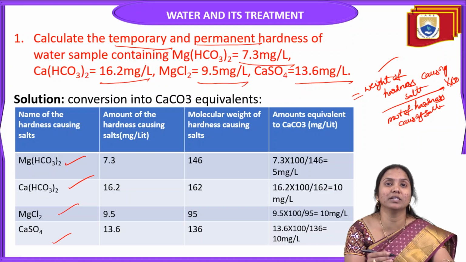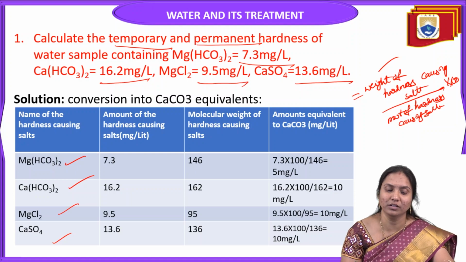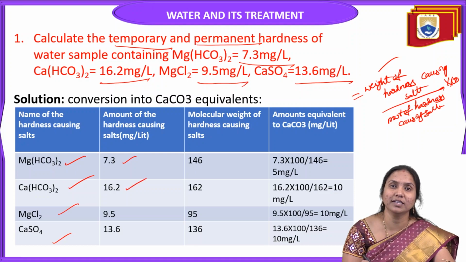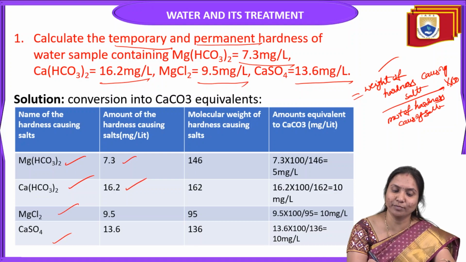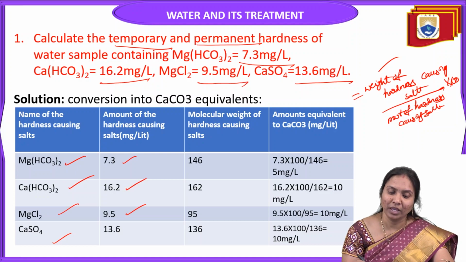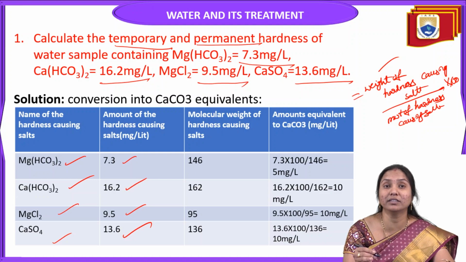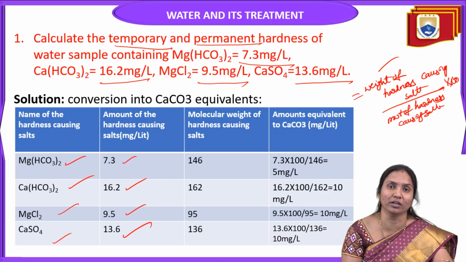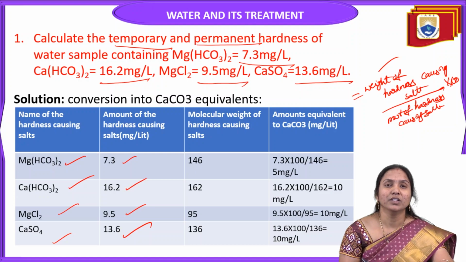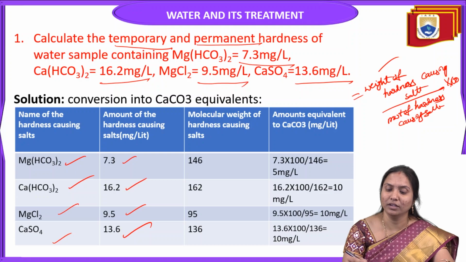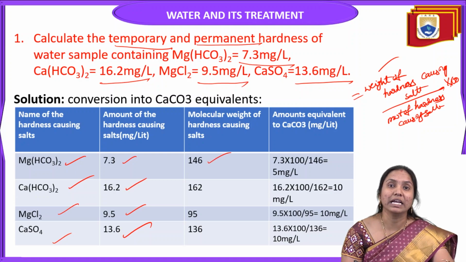What are the amounts of these hardness causing salts present in the given water? Magnesium bicarbonate is 7.3 and calcium bicarbonate is 16.2. Magnesium chloride is 9.5. Calcium sulfate is 13.6. These are the weights of hardness causing salts given in the data. The molecular weights are: magnesium bicarbonate is 146, calcium bicarbonate is 162, magnesium chloride is 95, calcium sulfate is 136.